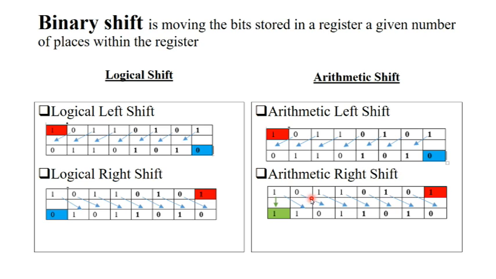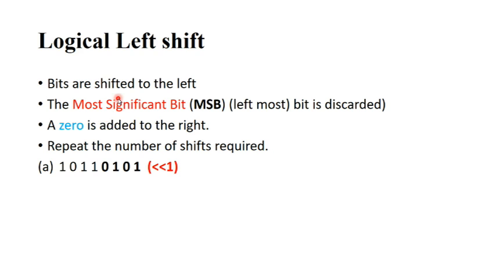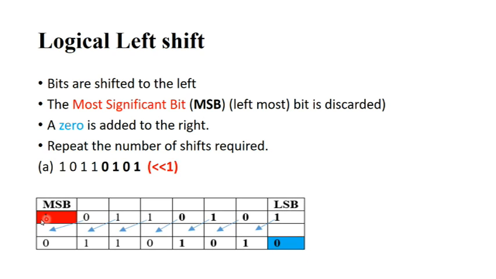Now, before we dig into examples, note that the logical left shift and the arithmetic left shift are basically the same. So as we progress with our tutorial, we won't be talking about the arithmetic left shift. Let's start off with the logical left shift. Basically, with the logical left shift, as the name implies, we are moving the bits to the left in a register. Look at this example.